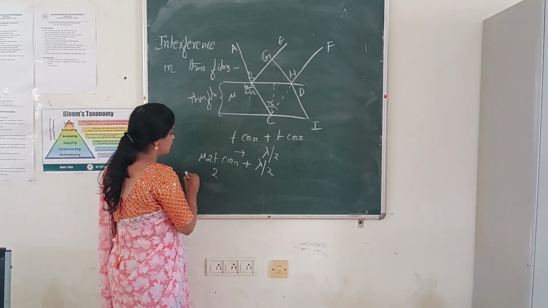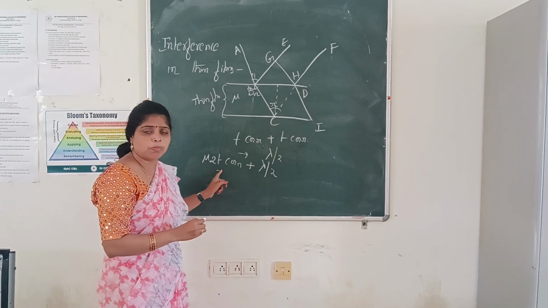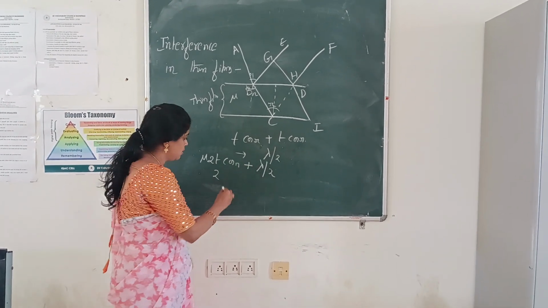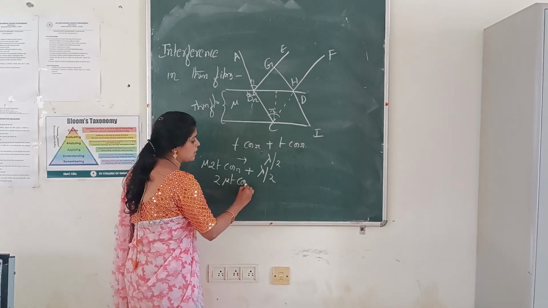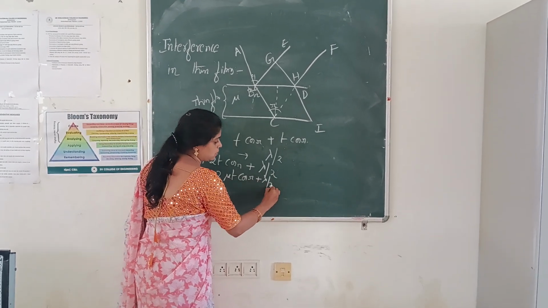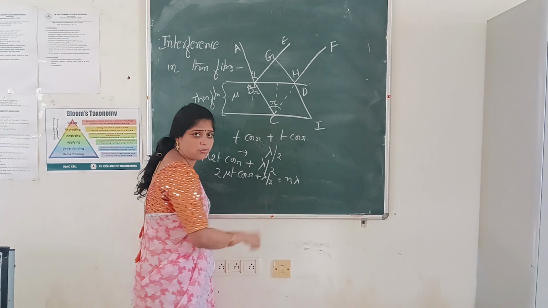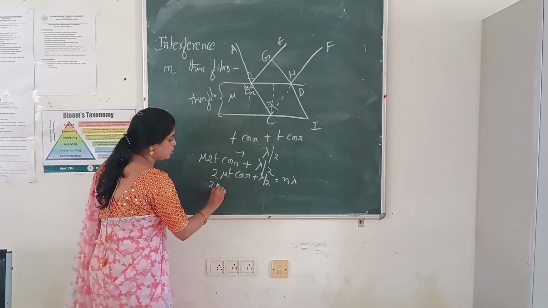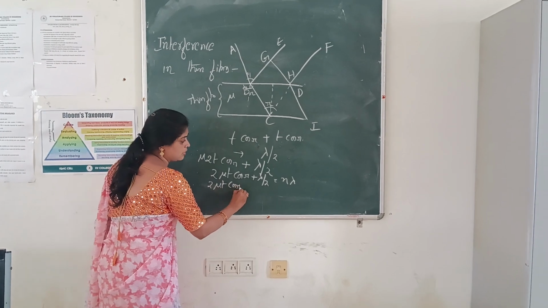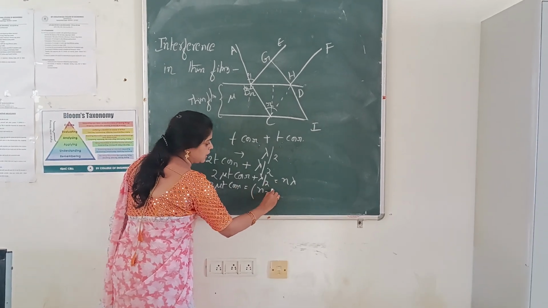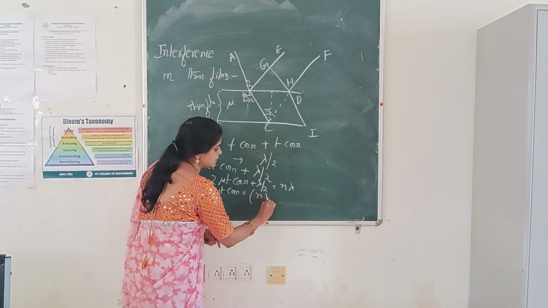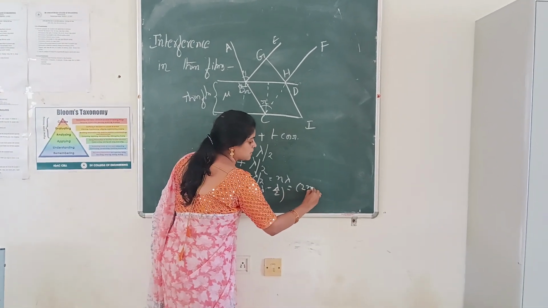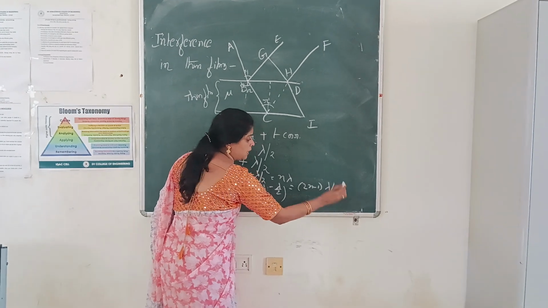Therefore, what is the condition for bright fringe? The path difference is equal to n multiples of wavelength. So 2 mu T cos R plus lambda by 2 is equal to n lambda. So the condition for bright fringe is 2 mu T cos R equals n lambda minus lambda by 2, that is (2n minus 1) lambda by 2.